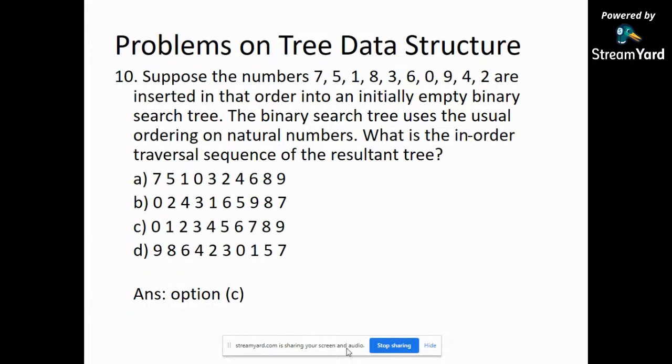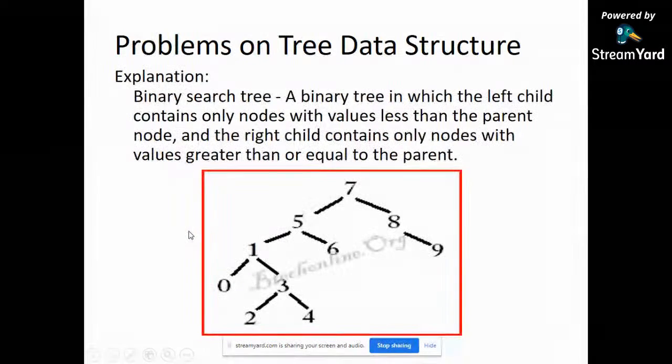Now we have to read that binary tree in order. So usually in order we get the data in sequence. So here you can see option C, 0, 1, 2, 3, 4, 5, 6, 7, 8, 9. We are getting it in order. So the correct option is option C.